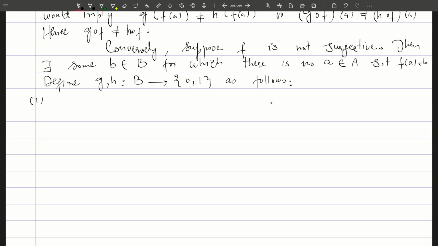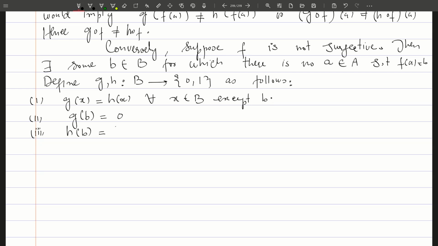So we are going to assume that G and H agree at all the points of set B except at B itself, I mean little b. So they agree at all x inside B except this little b. Now at little b we are going to assume that G of b is 0 and H of b is 1. Now one can note here that G and H are not the same functions because they do not agree at b.